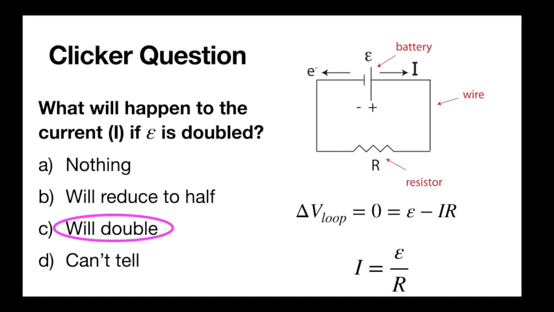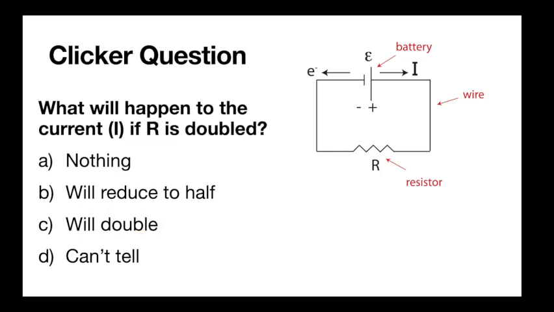Okay. What will happen to the current if the resistance is doubled? Let's try that. So now the battery stays the same strength, but our resistance is doubled.